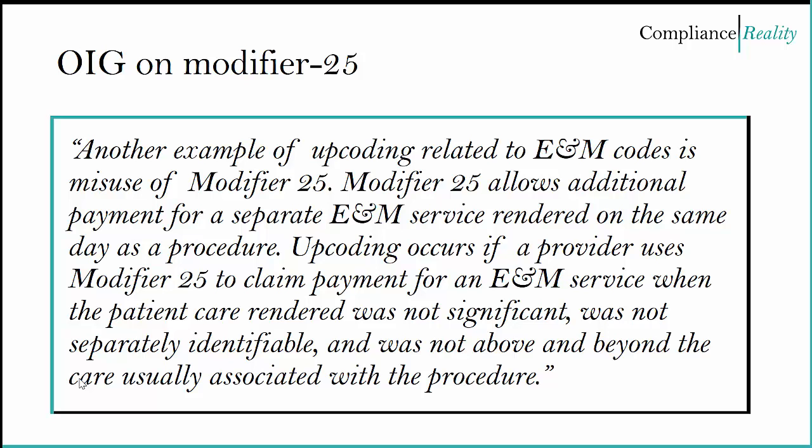Modifier 25 allows additional payment for a separate E&M service rendered on the same day as a procedure. Upcoding occurs if a provider uses Modifier 25 to claim payment for an E&M service when the patient care rendered was not significant, was not separately identifiable, and was not above and beyond the care usually associated with the procedure. That's kind of what I've been saying throughout this video as well as podcast. That's really the definition of Modifier 25. And the OIG has gone on the record to say, look, this is a possible area of misuse. So what have they done?